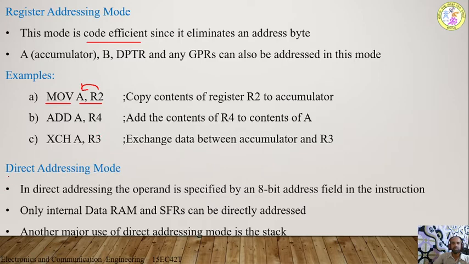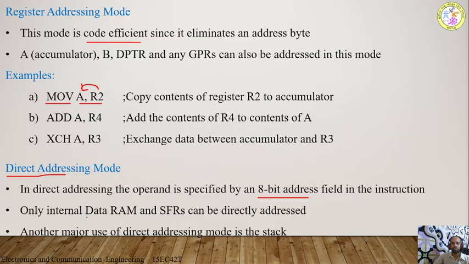And the third addressing mode is direct addressing mode. In direct addressing mode, the operand is specified by an 8-bit address field in the instruction. So in the direct addressing mode, one operand will be an 8-bit address. That's why it is called direct addressing. One direct address has to be used. Only internal data RAM and SFRs can be directly addressed.